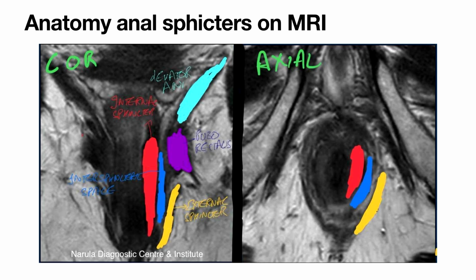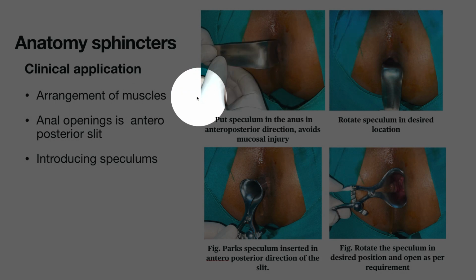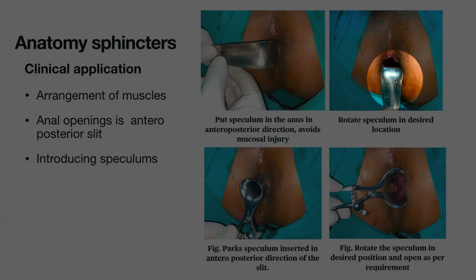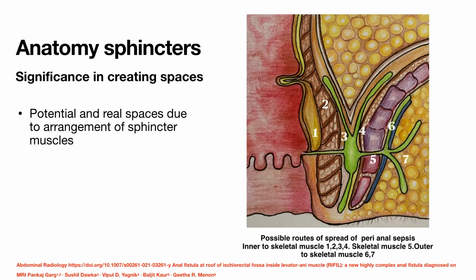You can see the anatomy on the MRI, day in and day out. And the clinical application, what is the significance? Because of the attachment of the external sphincter, the anal opening is not a round thing, it is a slit. So whenever you put a speculum inside, always put it in the anterior-posterior direction, and then after lubrication, you can just give direction to your speculum. Otherwise, you will increase the mucosal injuries, abrasions, and pain to the patient, especially if done without anesthesia during examination.